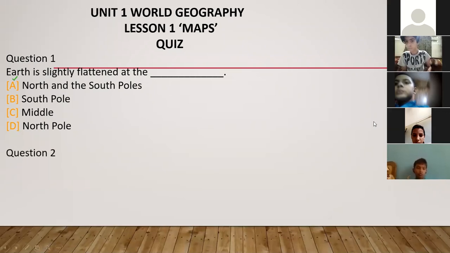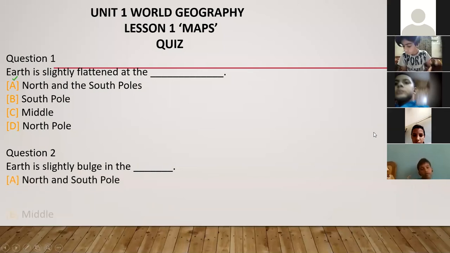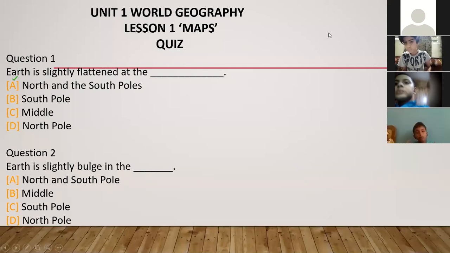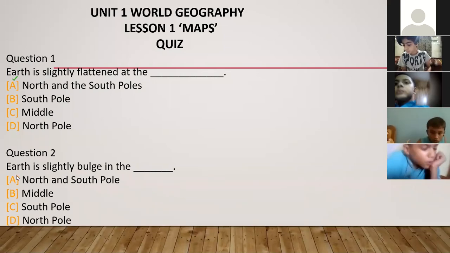The next question is, Earth is slightly bulged in the dash. I'm bringing the options. Think over it and then tell me. These are the 4 options. This is Anas. Anas, I'm unmuting you. Unmute your mic and tell me. Slightly bulged. Beta, you just have to tell the oral answers. Orally tell me, I'll take it here on the screen. You can also send me.